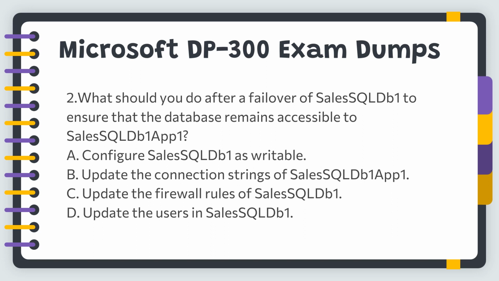2. What should you do after a failover of Sales SQL DB1 to ensure that the database remains accessible to Sales SQL DB1 App 1? A. Configure Sales SQL DB1 as writable. B. Update the connection strings of Sales SQL DB1 App 1. C. Update the firewall rules of Sales SQL DB1. D. Update the users in Sales SQL DB1.